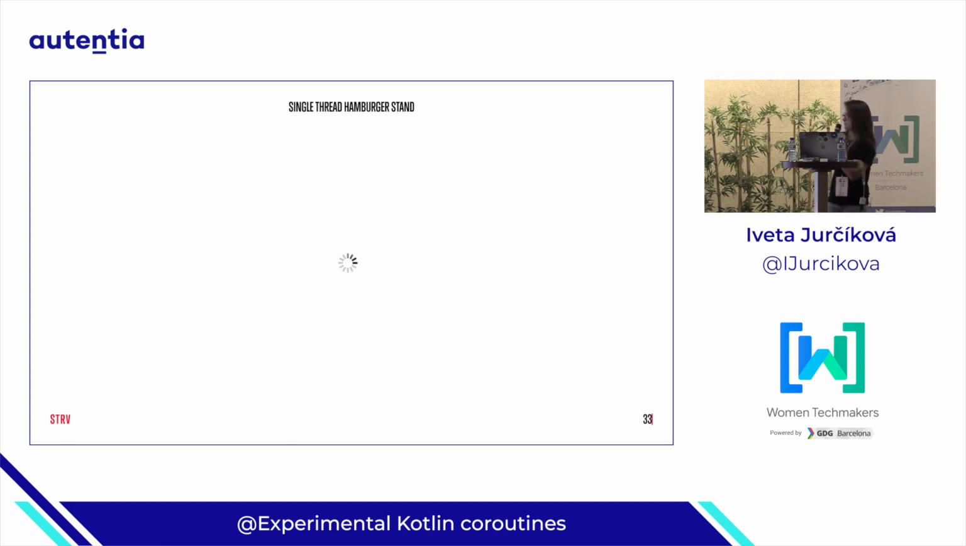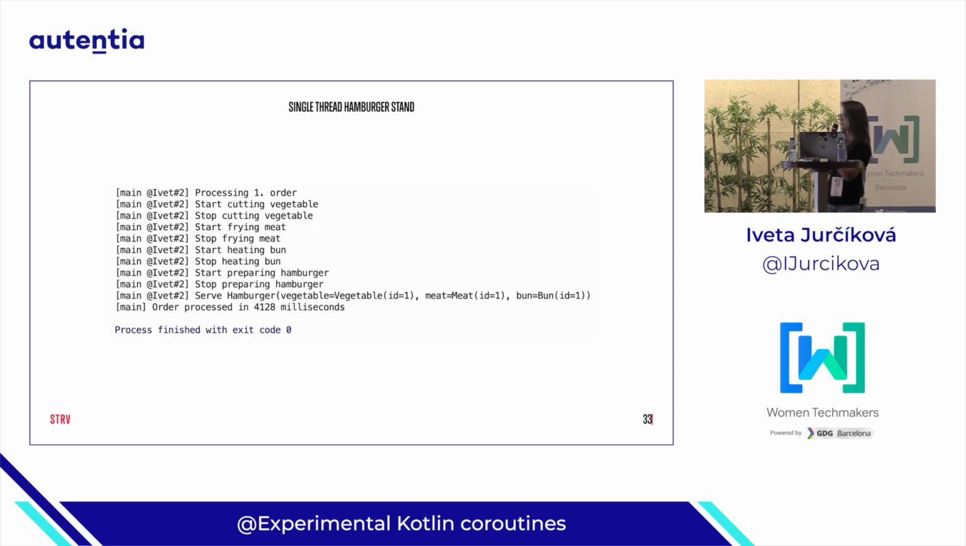Let's run this code. And as you can see, each function is executed sequentially. First, cut vegetable, then fry meat, heat bun, prepare hamburger, and serve the hamburger.